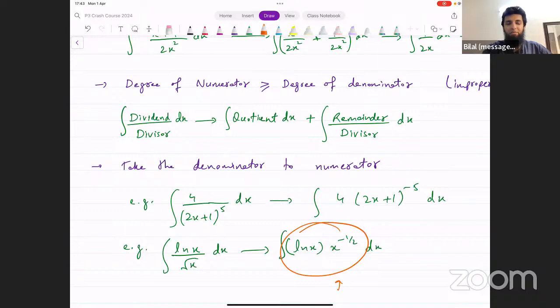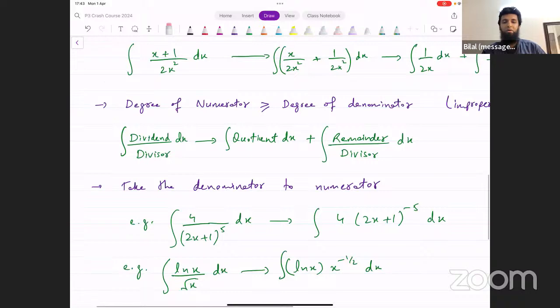And that is something that we would actually be discussing in the next class, integrating products. That's called integration by parts. That's the product rule of integration. So if none of these rules work, we take the denominator to the numerator, treat it like a product, and integrate like you would integrate products. All right. So that's all that we've done until now. We will look at integration by parts tomorrow, inshallah.